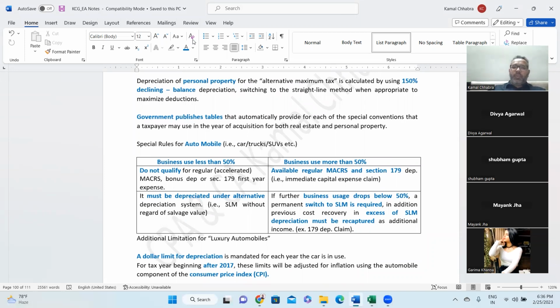Depreciation of personal property for alternative minimum tax is calculated using 150% declining balance depreciation and switching to the straight line method when appropriate to maximize deduction. What is alternative minimum tax? Do you guys remember this concept we studied in the very first class? What is alternative minimum tax?